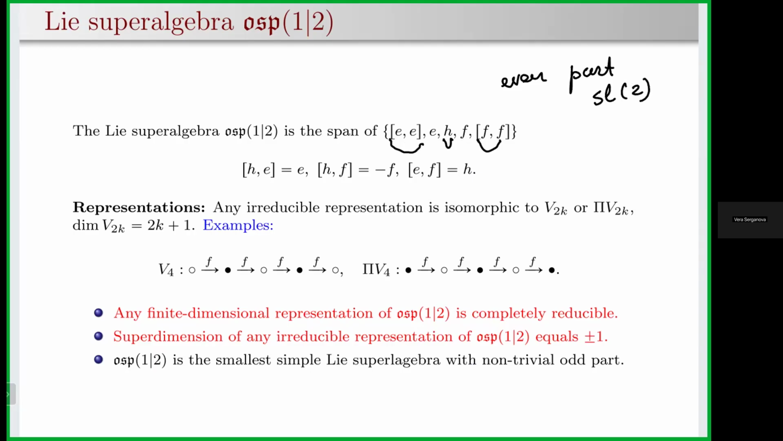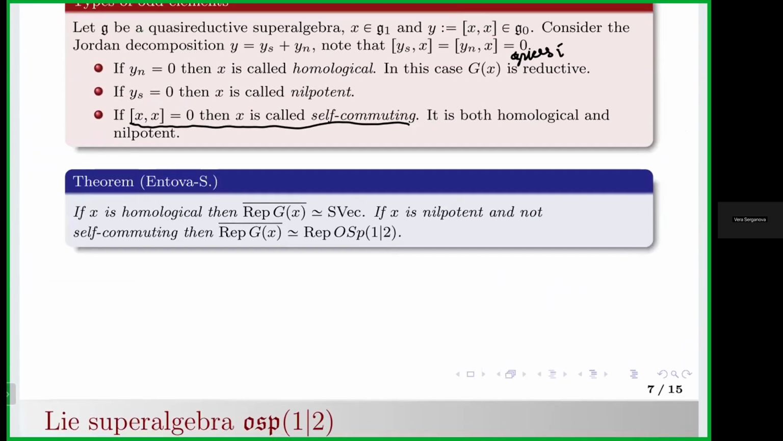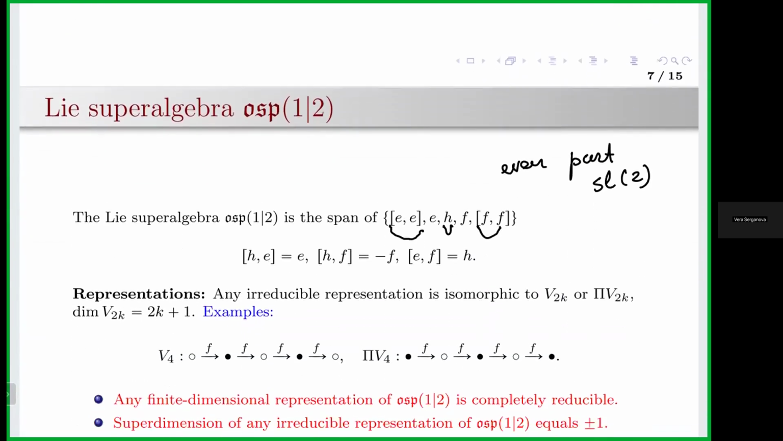And if we have the standard triple of SL2, then we take the square root of E and F, and we get a Lie superalgebra OSP1,2. So this is the minimal simple Lie superalgebra, and the remarkable thing is that, in a way, it is very similar to the example which I told you before, only now you start with a nilpotent odd element, and the semi-simplification is going to be the category of representations of OSP1,2.